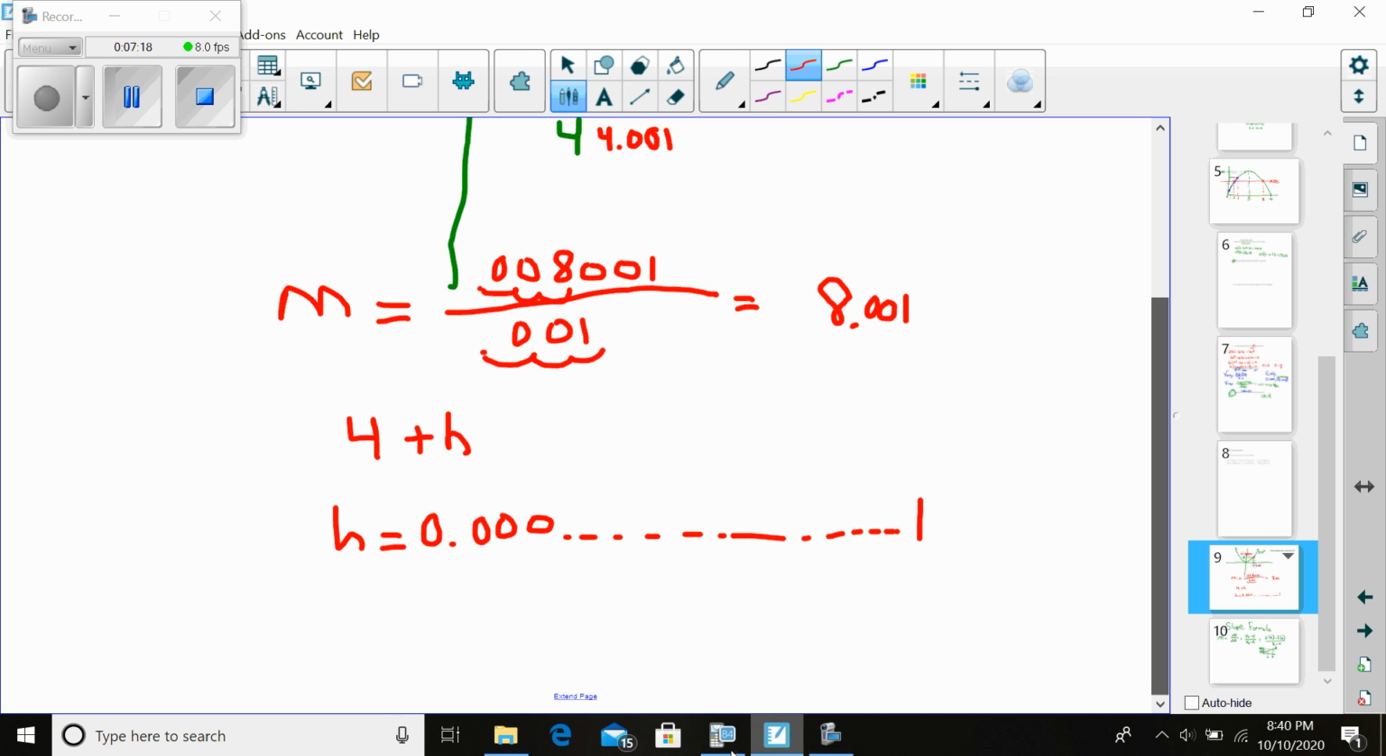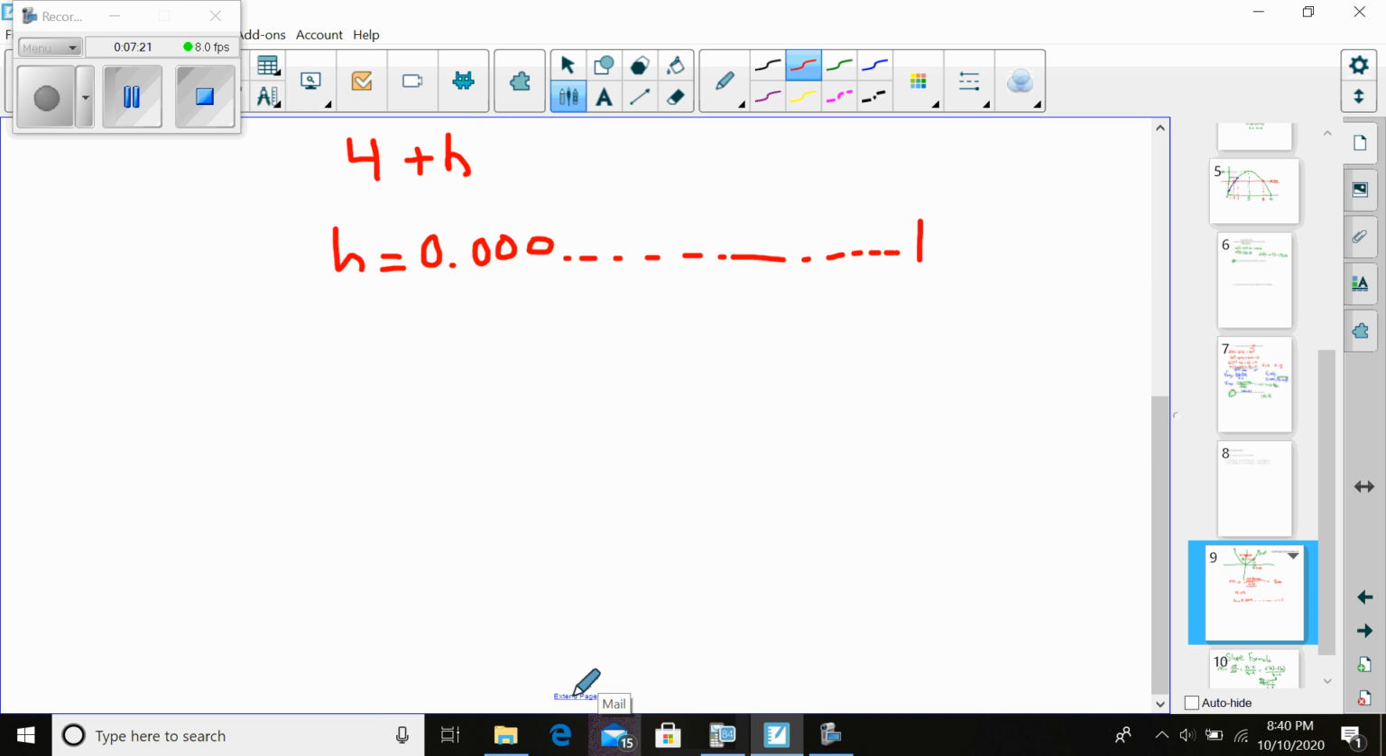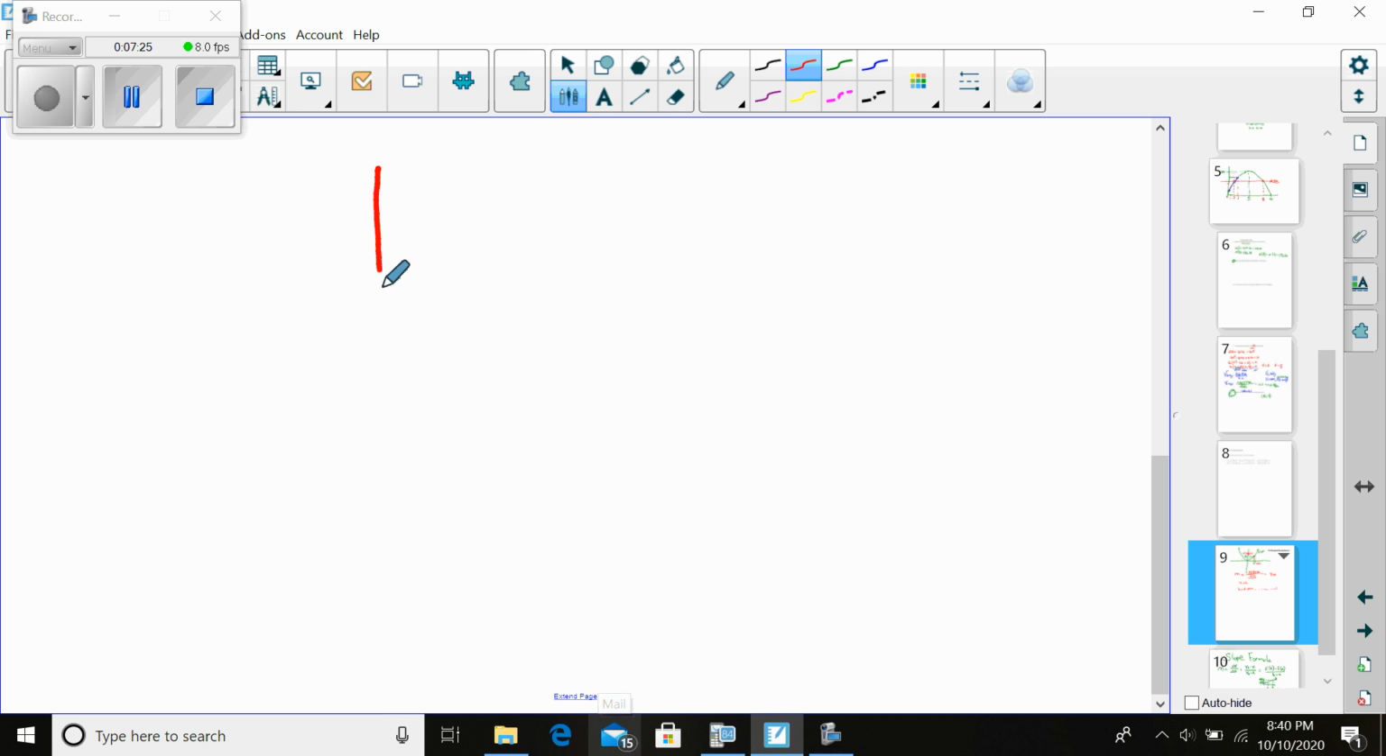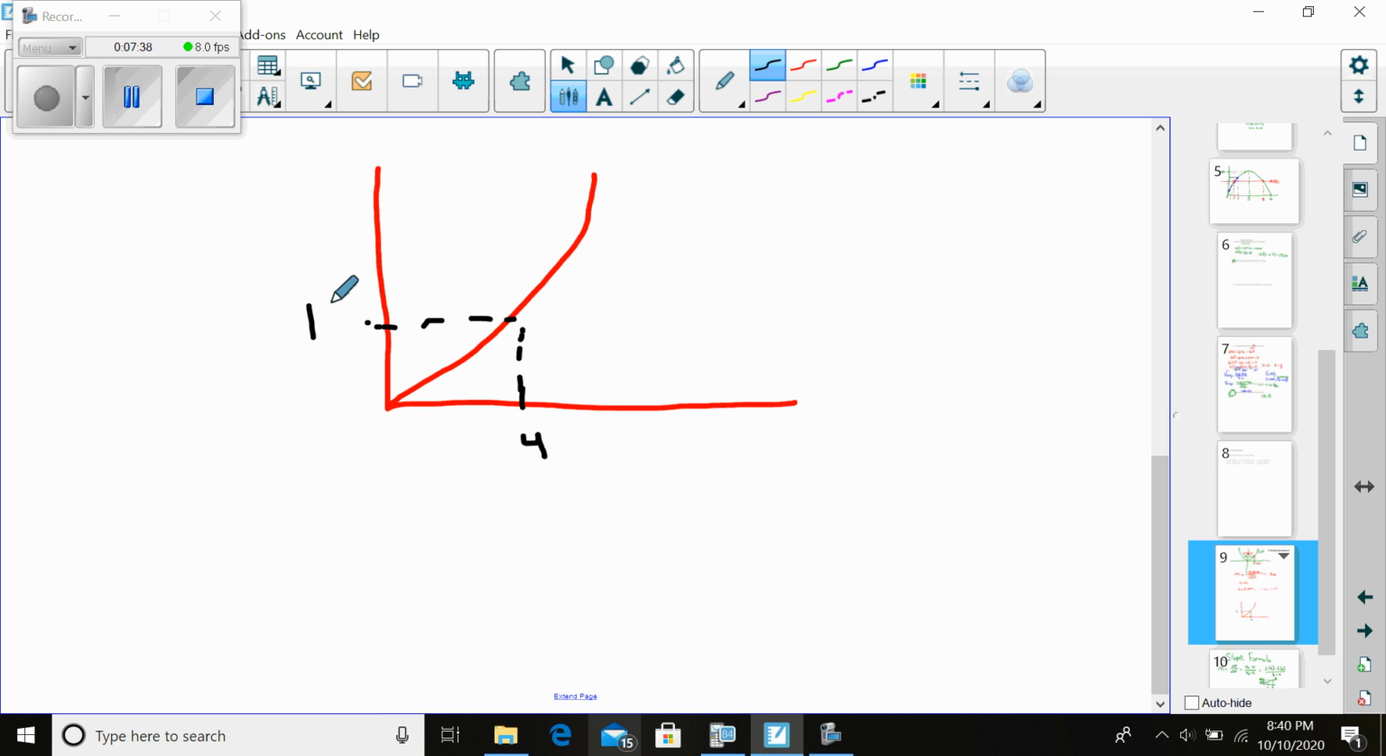So let me draw a new picture. Okay, so here's my curve. I've got the point 4, 16. Okay, that's my 1 point. And then my second point is 4 plus h, where I know that h is some really, really small value. Like that, okay? And so then I have to find f of 4 plus h. Okay, well, what is f of 4 plus h?